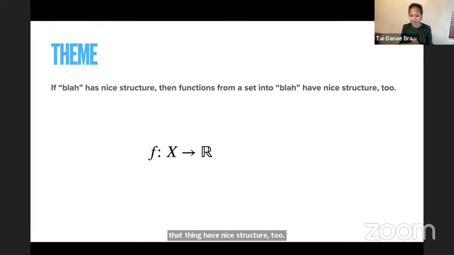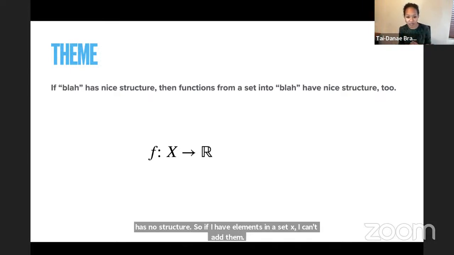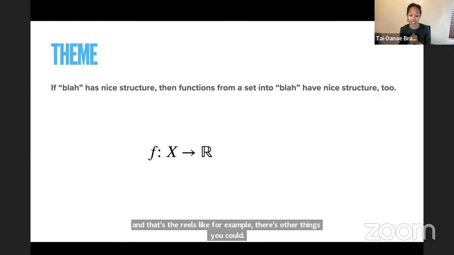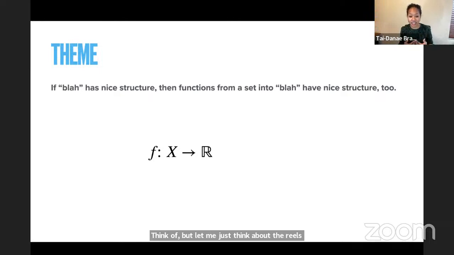Okay, what do I mean? Think about a set X. A set is just like a bag of marbles or something. It has no structure. If I have elements in a set X, I can't add them, I can't multiply them, I can't combine them in any way to do anything meaningful. It's just a set. It has no structure. But there is another set that has a lot of nice structure readily available, and that's the reals. There are other things you could think of, but let me just think about the reals. In R, I can add things, we can multiply them, we can do all sorts of things. So it has nice structure.